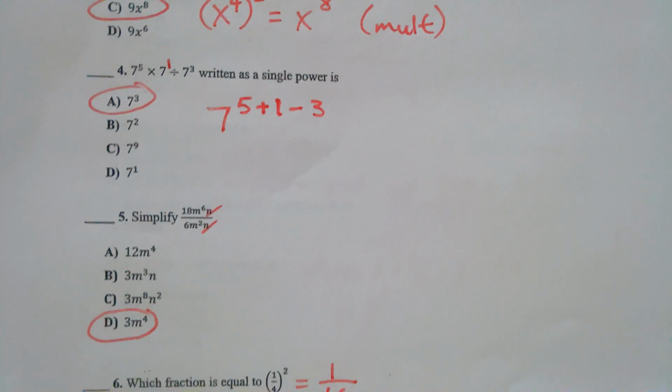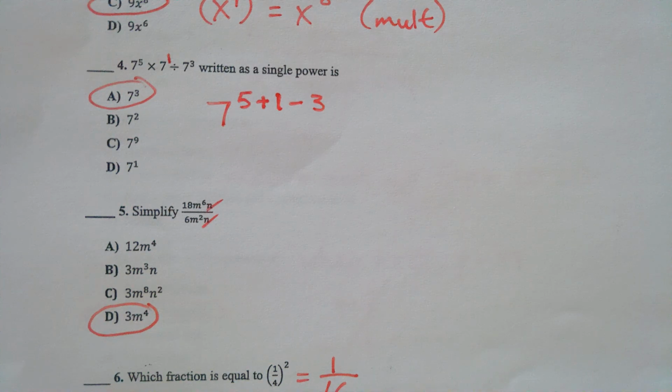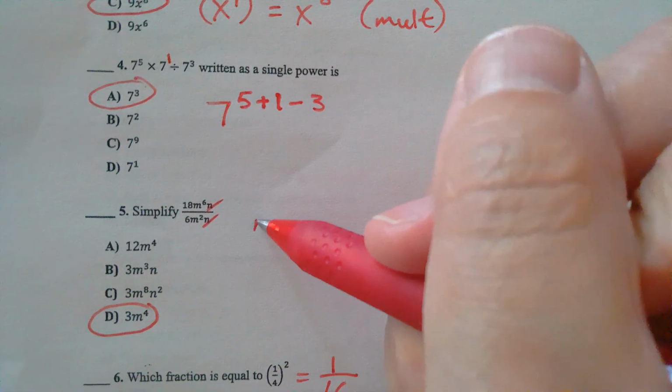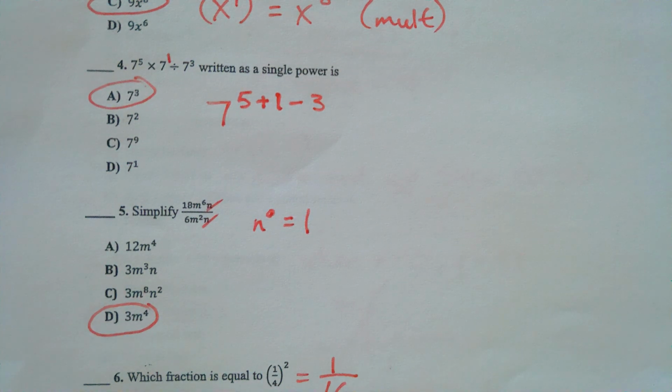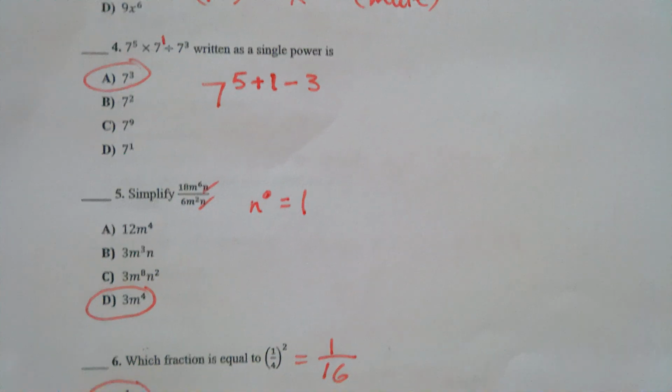Alright, number 5. Katia, what happens to the n's? They cancel out. That's why you have no more n right here. You can think of it as n to the power of 0, which is the same as just 1. That's why there are no more n's.